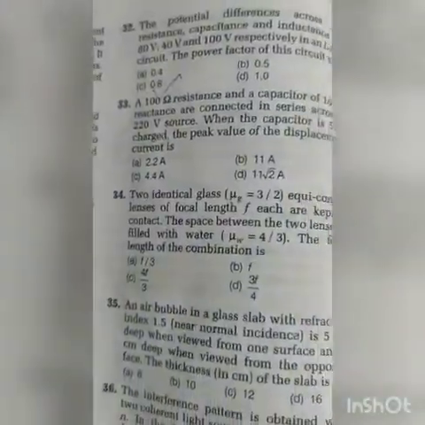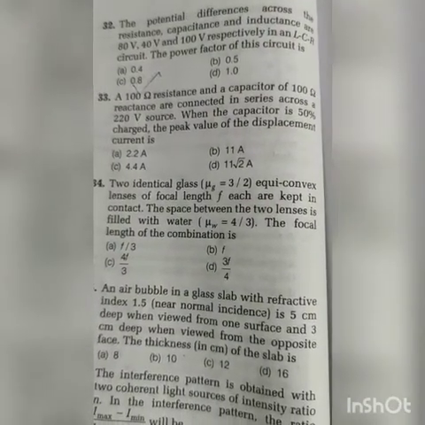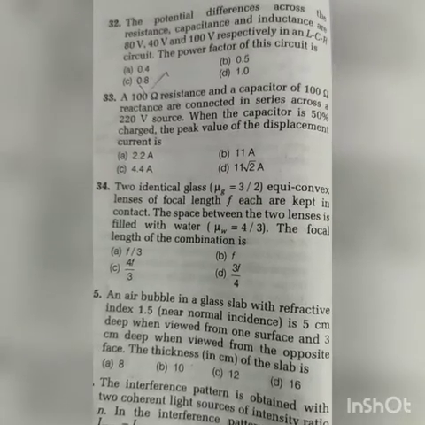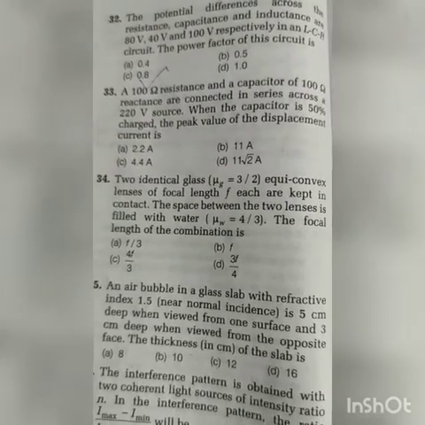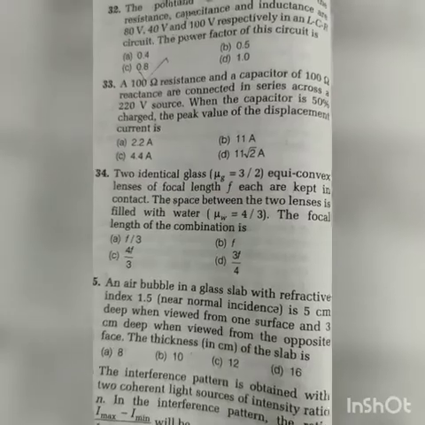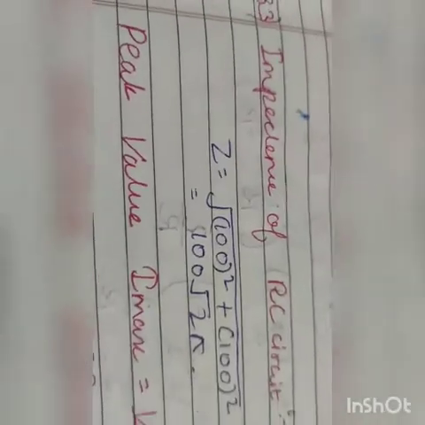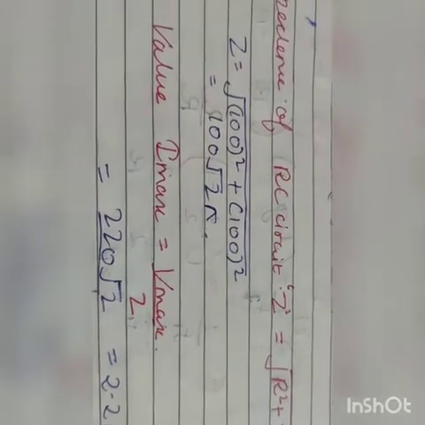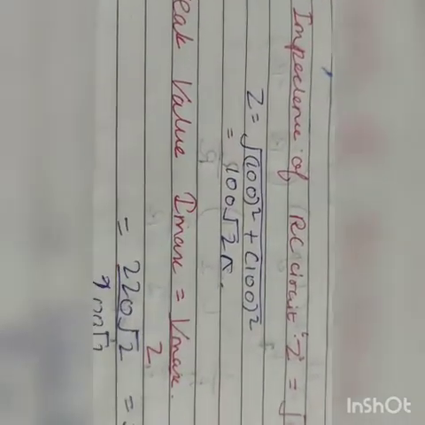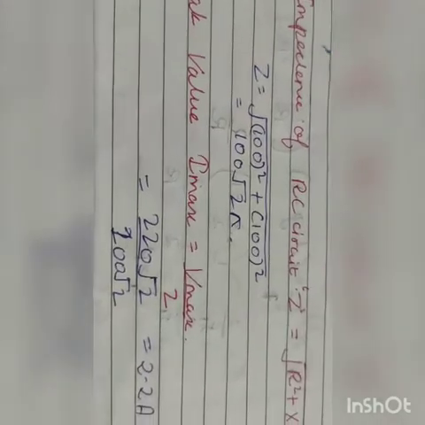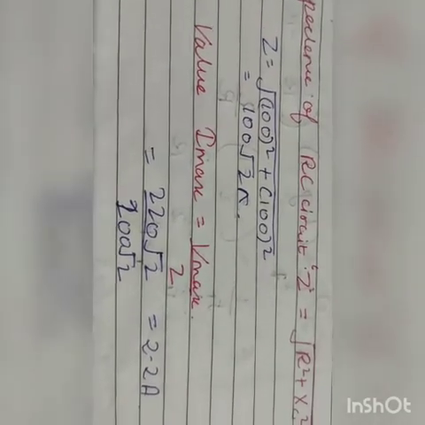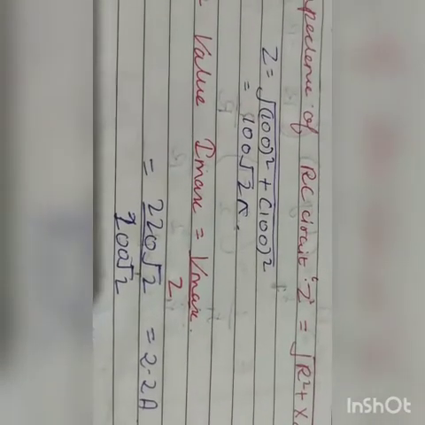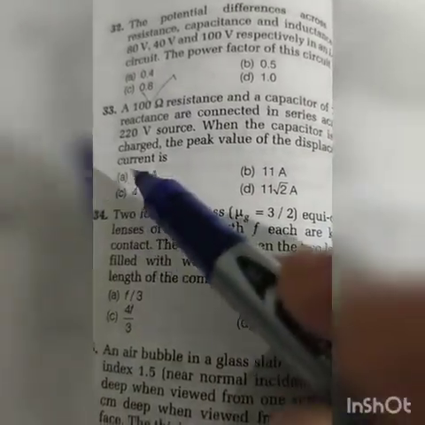Now question number 33. A 100 ohm resistance and a capacitor of 100 ohm reactance are connected in series across a 220 volt source. When the capacitance is 50% charged, the peak value of the displacement current is. So as we know, the impedance of an RC circuit, Z, is equal to root of R square plus XC square. So we will put in the values given in the question. The peak value is I max, so it is V max by Z. We put the values: 220 root 2 by 100 root 2, that is 2.2 ampere. So C, our correct option, is 2.2 ampere.